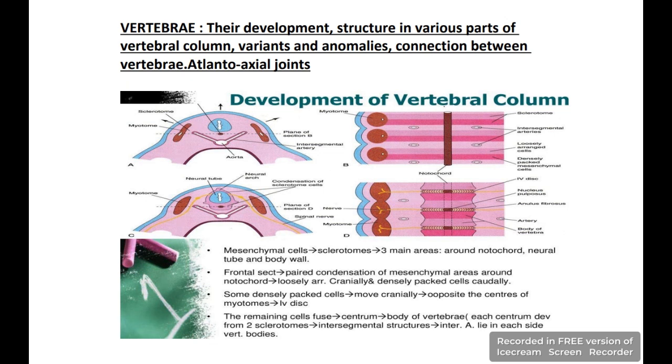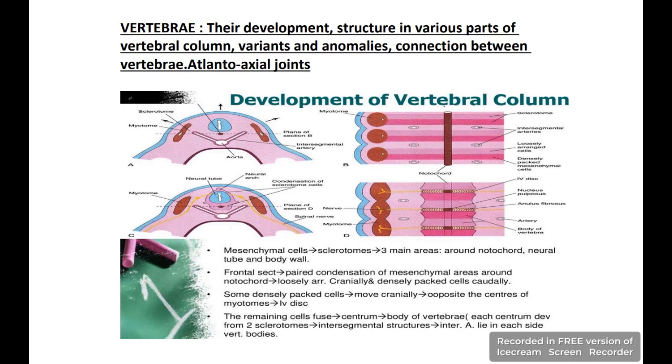Now we move on towards the second topic, vertebrae. Second topic means the second question which is given: the vertebrae, its development, structure in various parts of the vertebral column, variants and anomalies, connection between the vertebrae and atlanto-occipital joint, and movements in the joint. Now, according to this question, what is the answer which is expected?